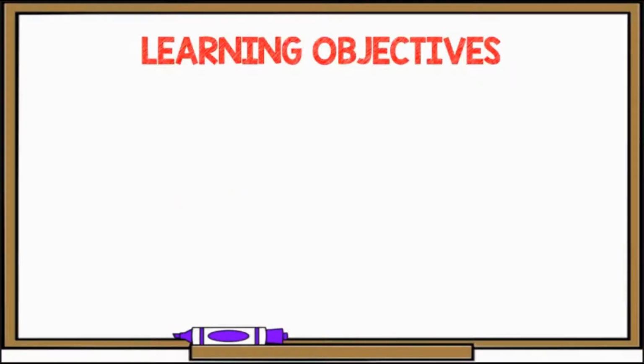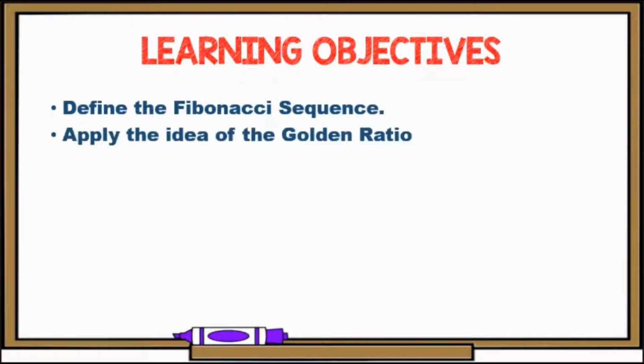Okay, first, let's read the learning objectives. At the end of this video, you should be able to define the Fibonacci sequence and apply the idea of the golden ratio.